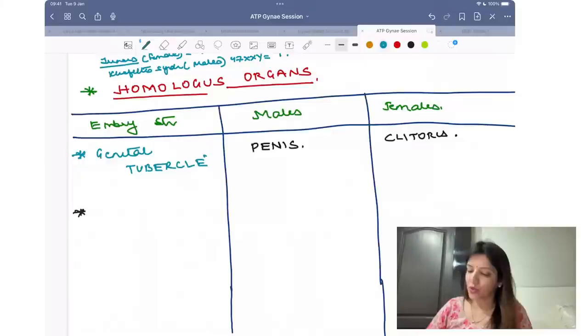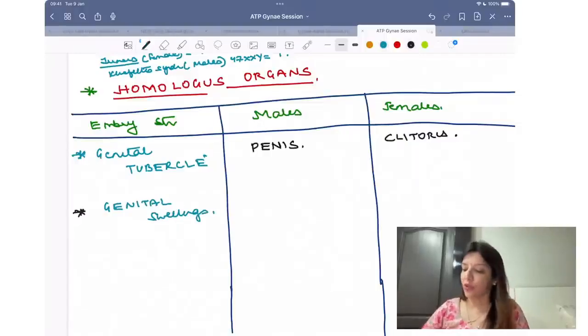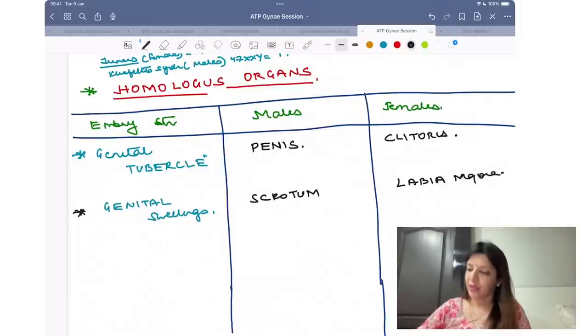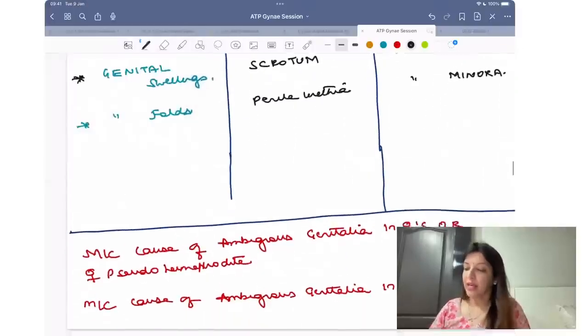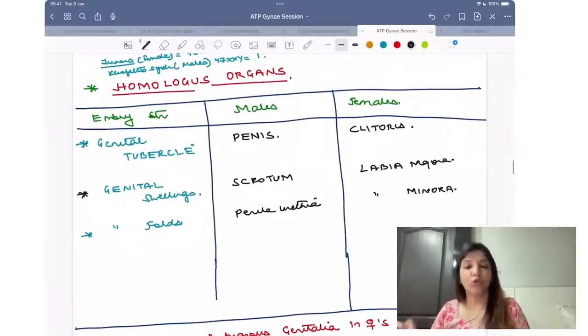Then genital swellings. Genital swelling in males is going to form the scrotum. In females, it is going to form the labia majora, right? Then, genital folds. Genital folds in males are going to form the penile urethra. In females, labia minora, right? So these are homologous structures.